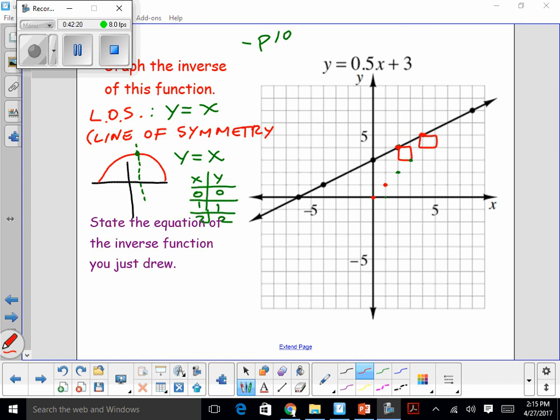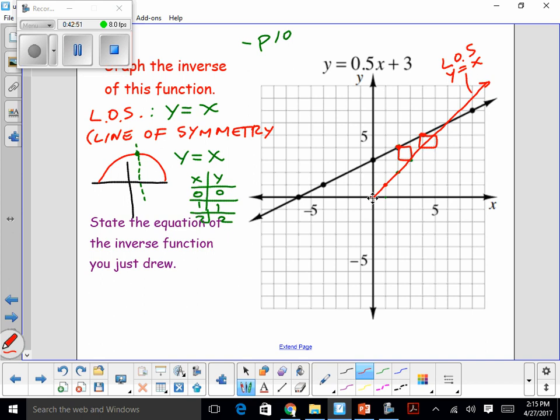I'm going to put my LOS, line of symmetry, and then right below that, y equals x. One, I know the name of it. Two, I'm writing that equation. You can put the point of intersection on there, but for the purpose of this assignment, it won't be that important.